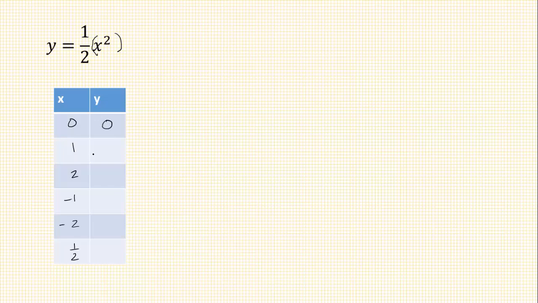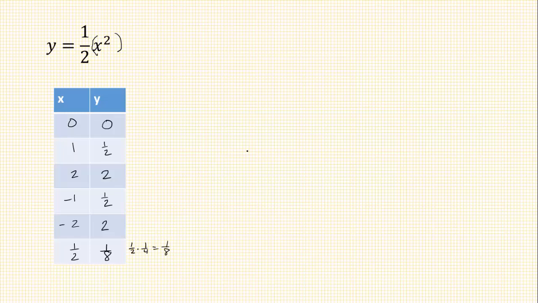When x is 1, we're doing 1/2 of 1, which is 1/2. When x is 2, then x squared is 4, 1/2 of 4 is 2. And when x is negative 1, negative 1 squared is positive 1. So this is 1/2 of 1, which is positive 1/2. When x is negative 2, x squared is 4, 1/2 of 4 is 2. X is 1/2, 1/2 squared is 1/4. 1/2 times 1/4 is 1/8.